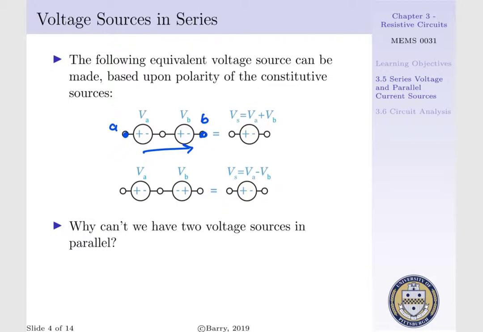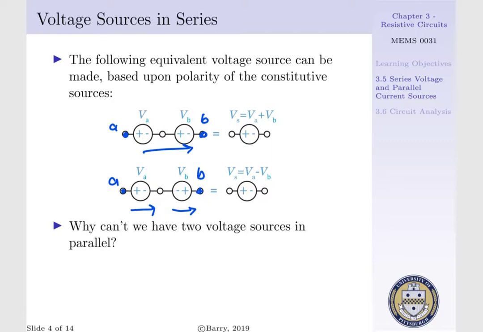Now say our voltage source VB was switched. As we moved from terminal A to terminal B, we enter a positive terminal and then a negative terminal. If we did the KVL equation, this would be plus VA minus VB. That is, we can say our voltage source, or equivalent, would be equal to VA less VB. Thus, our voltage sources sum in an algebraic fashion based upon the polarity of the terminal we first enter when we do our KVL loop.